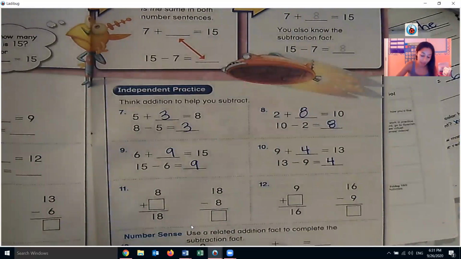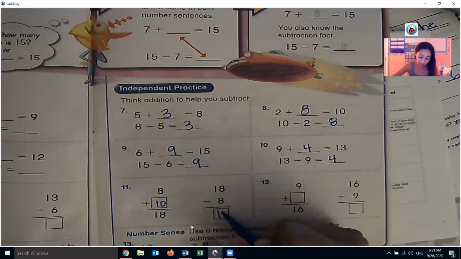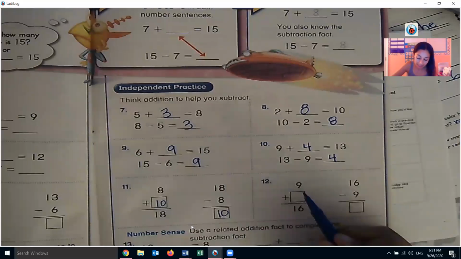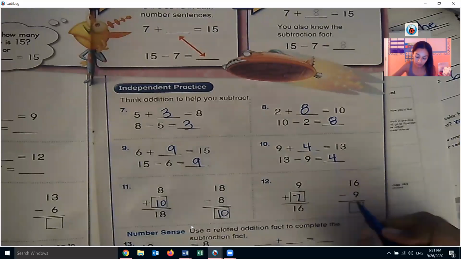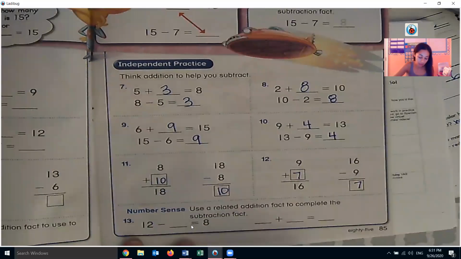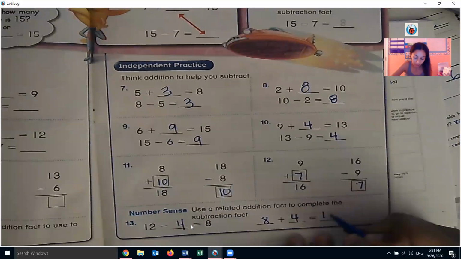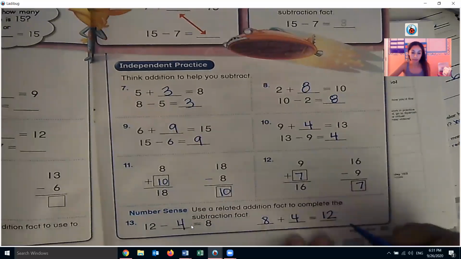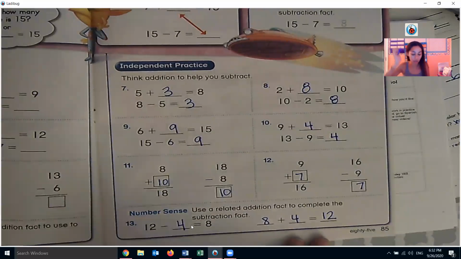8 plus 10 is 18. 18 minus 8 is 10. 9 plus 7 is 16. So 16 minus 9 is 7. 12 minus 4 will give me 8. So that means that we're going to use the small numbers first. 8 plus 4, big number last, for addition is 12. So those fact families, related addition and subtraction facts.